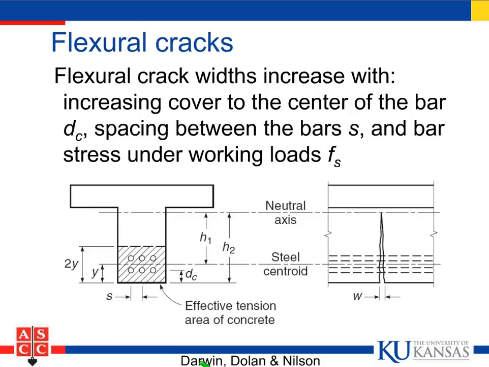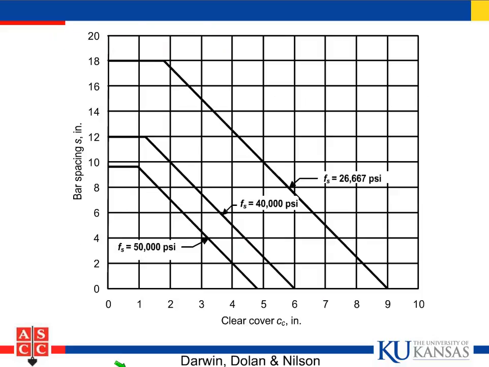Crack widths are going to increase as the cover to the center of the bar increases. So we have more and more concrete on the outside of the bar. The higher that cover, the wider the crack. As the spacing between the bars increases, we're going to have wider cracks. And clearly, as the stress in the bar increases, the crack is going to open more. Okay, well that's handled in design, and there's actually rules in the ACI building code on how to handle it.